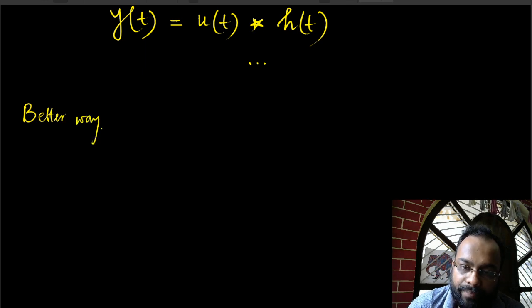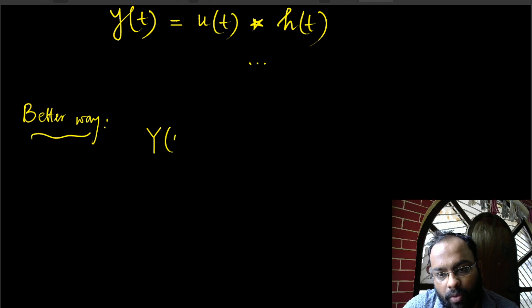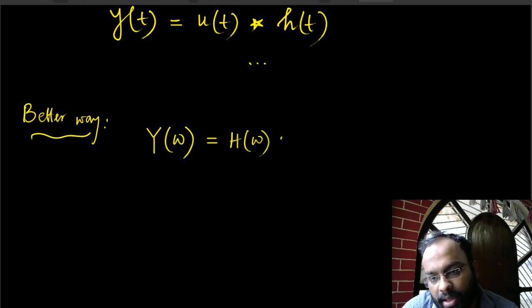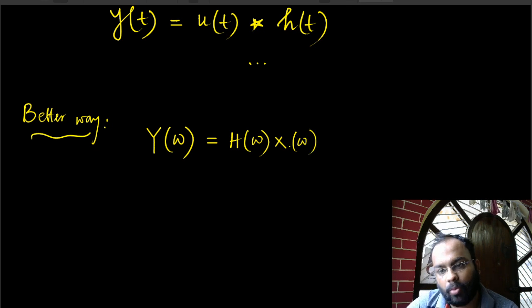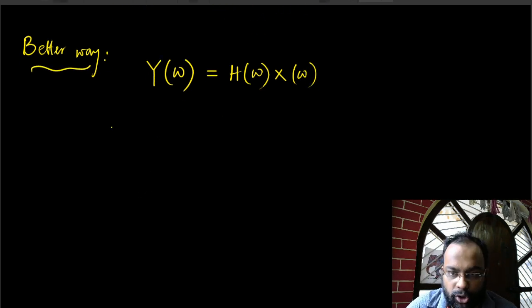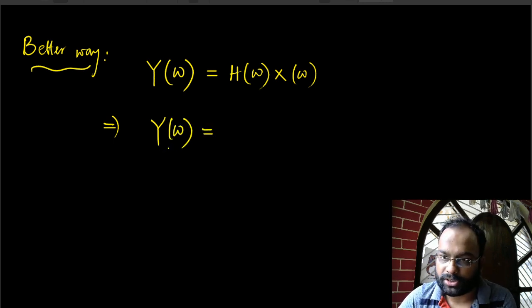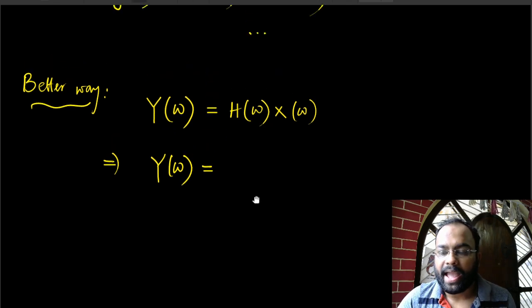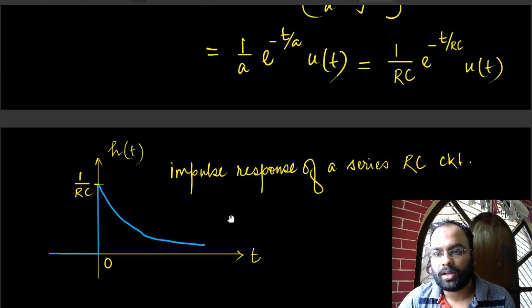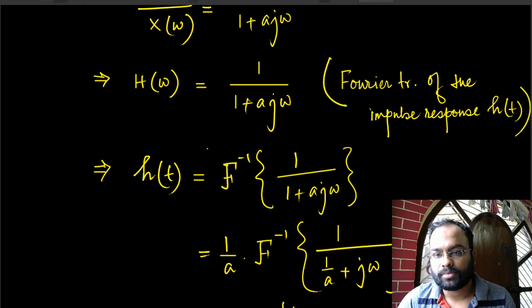What is the better way? The better way is through the Fourier transform. We know that Y(omega) is H(omega) X(omega). So what is Y(omega)? The Fourier transform of the output, so the Fourier transform of the step response. What is H(omega)? H(omega) is this. So we did not need to calculate any of this.